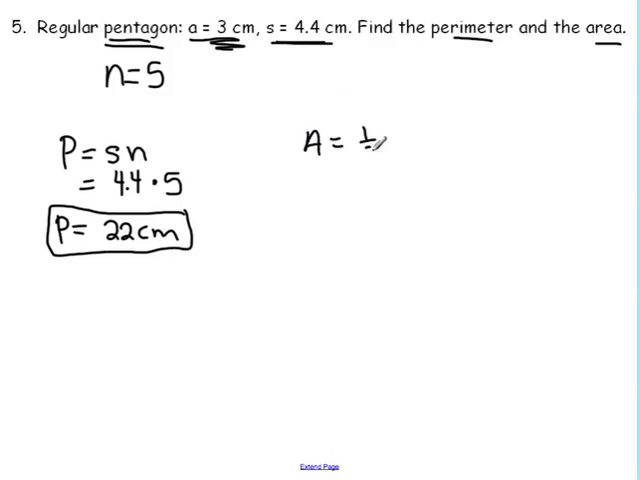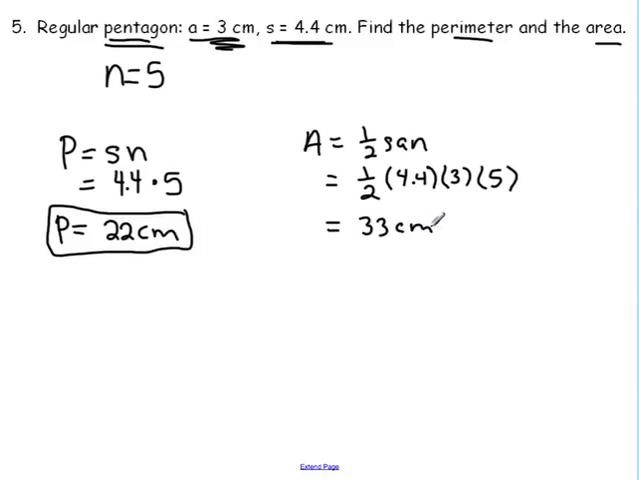Area equals 1/2 S times A times N. So in this case, area equals, let's see, my S is 4.4. My apothem is going to be 3. And my N is going to be 5. I'll just simply put all these numbers in my calculator. I should get 33 square centimeters. Woohoo! Here we go.